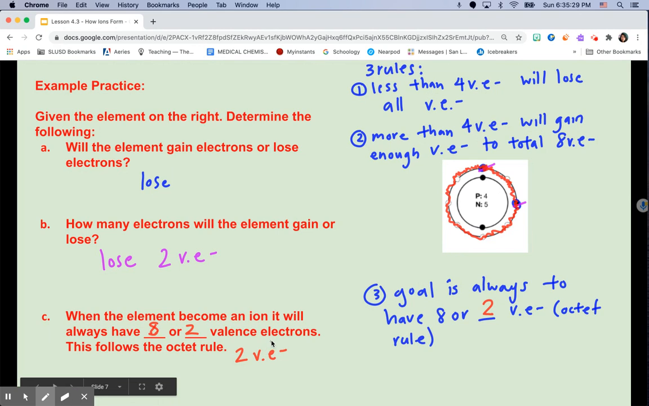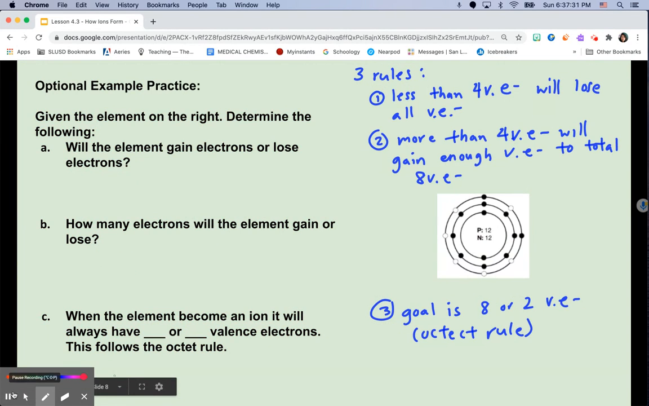So at this point, you should be able to complete the questions on your own, but just in case, I'm going to do one more practice problem if you're still feeling kind of stuck and want to continue watching these videos. All right, so this is the optional example practice. Same 3 questions again, different elements on the right-hand side, and in blue are the 3 rules we need to remember. So question A, will the elements gain or lose electrons? So again, go ahead and pause this video and see if you can solve this on your own before I continue.